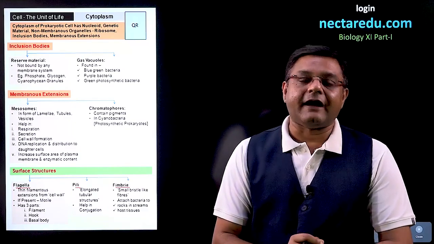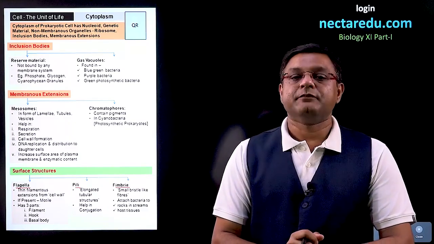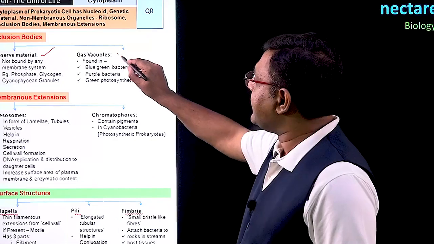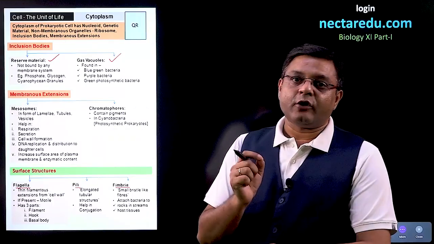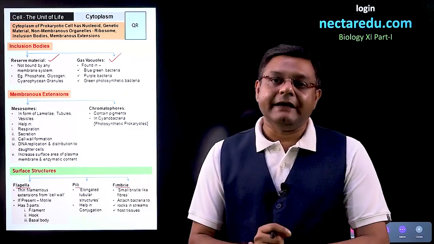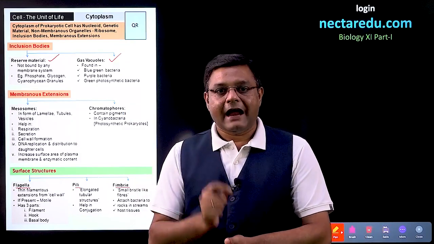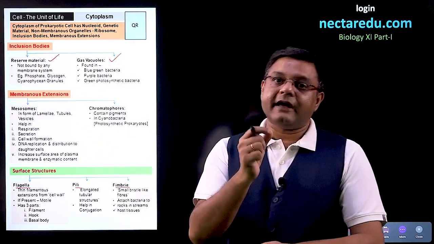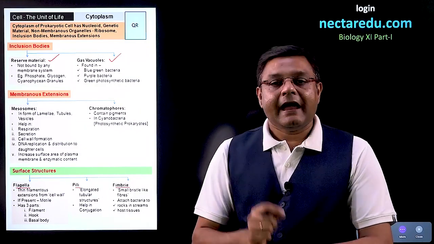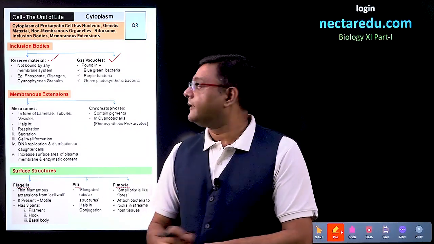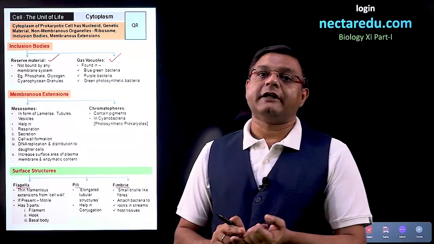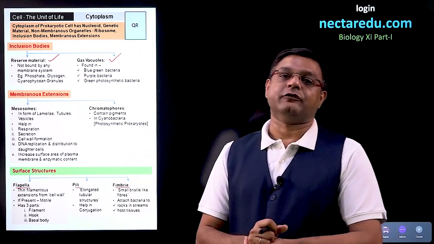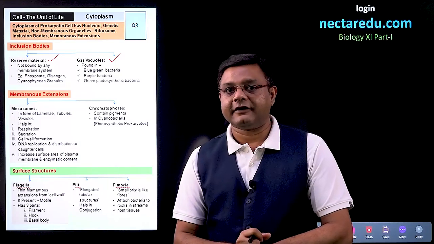So, inclusion bodies are the structures which are present in cytoplasm. These are of two types. The first type we call reserve material, and the second type we call gas vacuoles. Now, reserve materials are what? Bacteria needs to store some food, and that particular reserve material is present in the cytoplasm. These are not having any membrane around them, and bacteria has three types of reserve material. The first are called phosphate granules, second are called glycogen granules, and the third is called cyanophycin granules. So these are the reserve material.